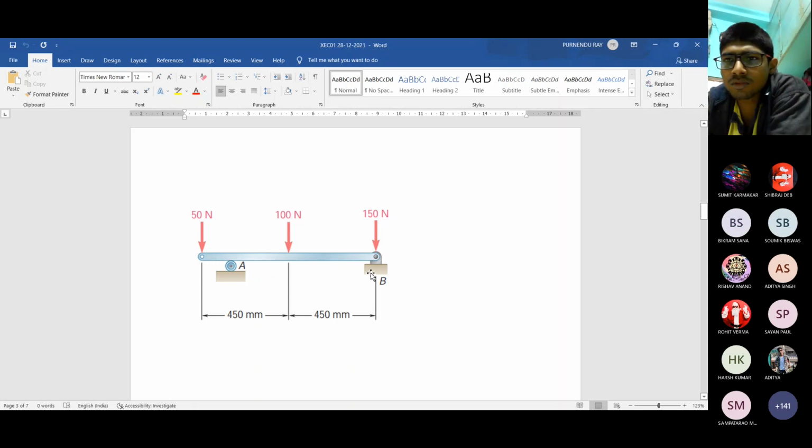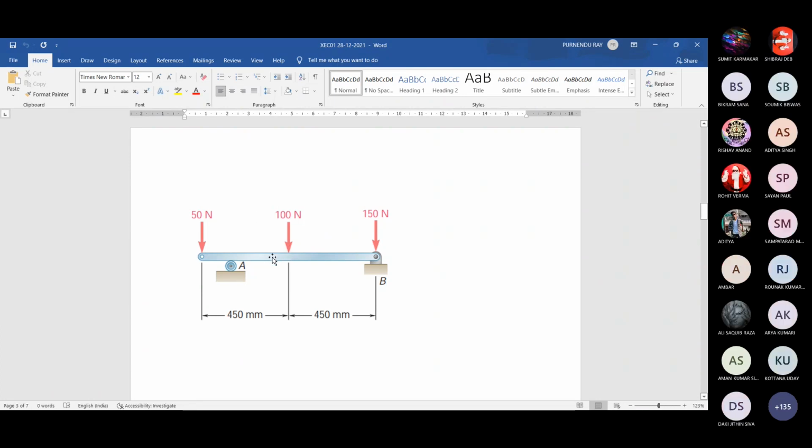It is a trivial equation. But if any of these forces, suppose the 100 Newton force, is inclined at an angle of, suppose, 45 degree, then it will have some horizontal component and some vertical component. So 100 divided by root 2 horizontally and 100 divided by root 2 vertically. You include these components for the x and y directions in the equations sigma Fx equal to 0, sigma Fy equal to 0.